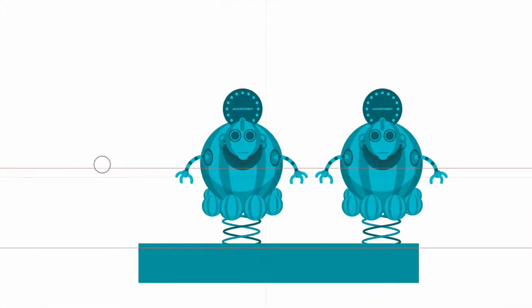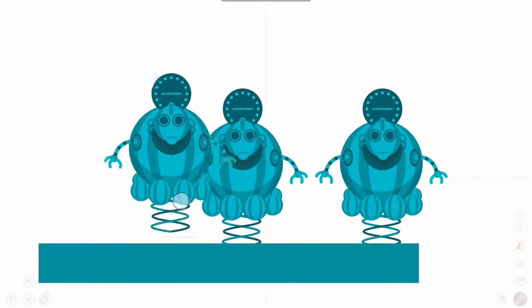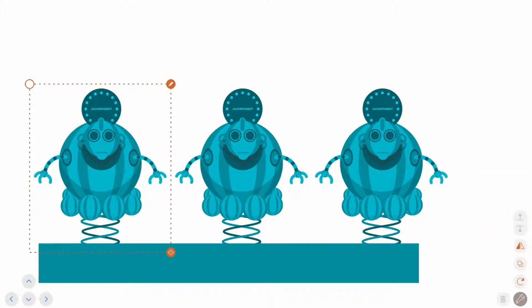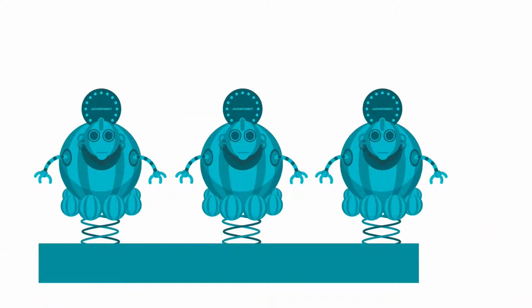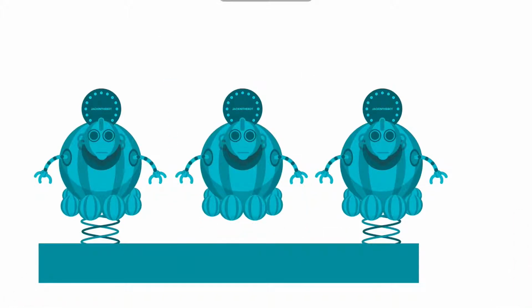Now we can ungroup each object and delete the nested groups inside. We want to illustrate how our robot might spring into action. For example, ungroup our middle one and delete our spring. Place him at the bottom and bring him to the front.